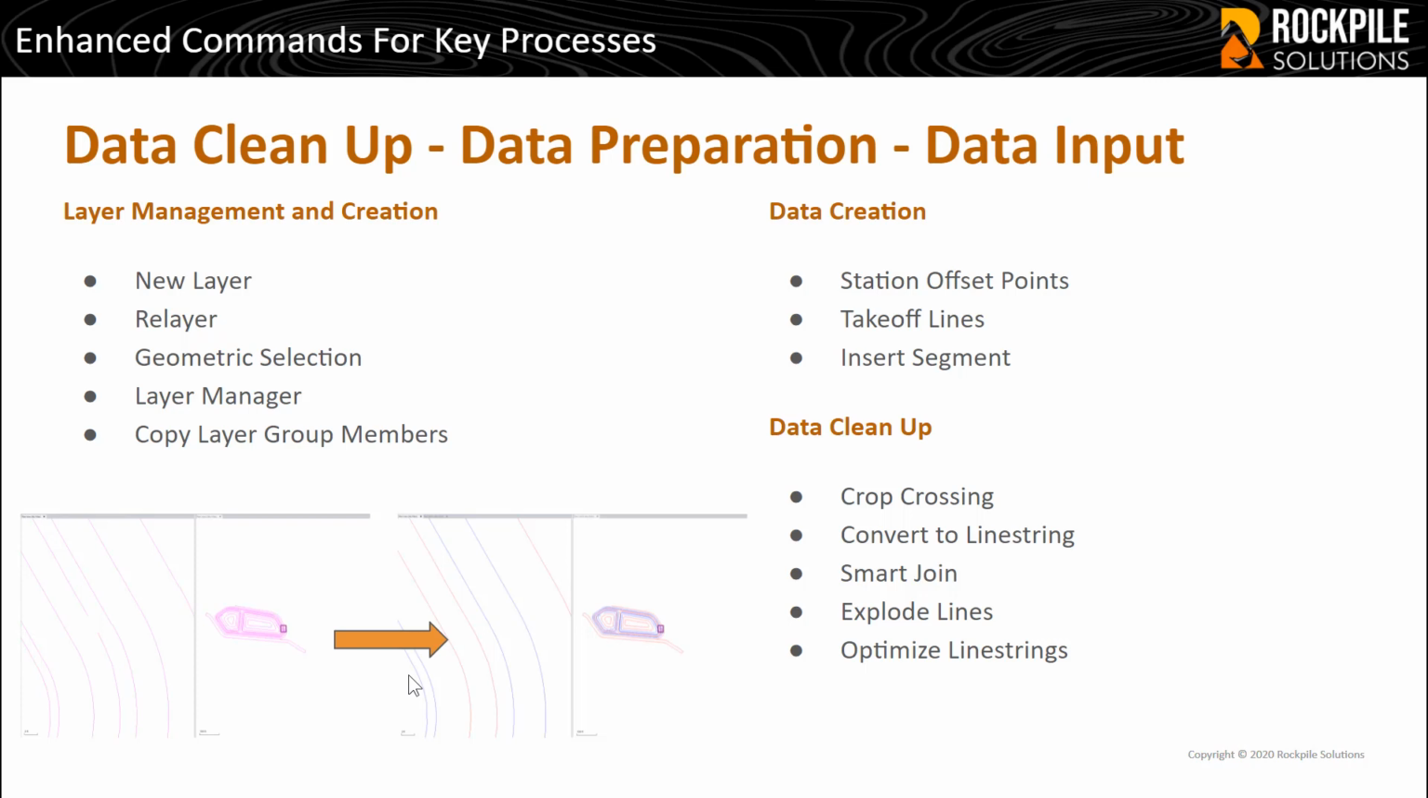Optimize line strings. We've already mentioned it. Take any kind of chorded line work and turn it into curvilinear line work. That makes the lines easier to work with. You've got fewer nodes for modeling, and it takes control of the modeling process back from the original PDF data.